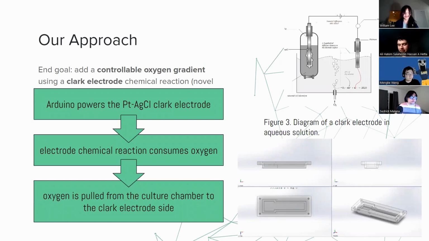Thank you, Ali. So as for our approach, what we will be using is a Clark electrode. It basically uses a platinum and silver chloride electrode in order to reduce the oxygen in the water into water. On the bottom right, you can see our design. The cavity in the middle is for holding the cells, and on one side we will stick our electrodes in order to consume oxygen. Next slide, please.